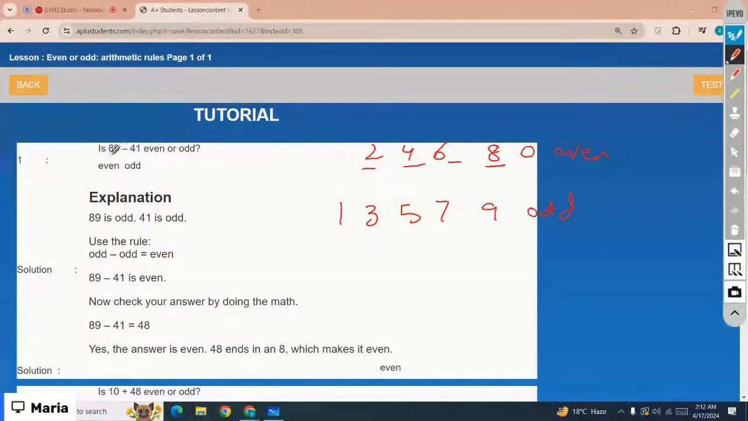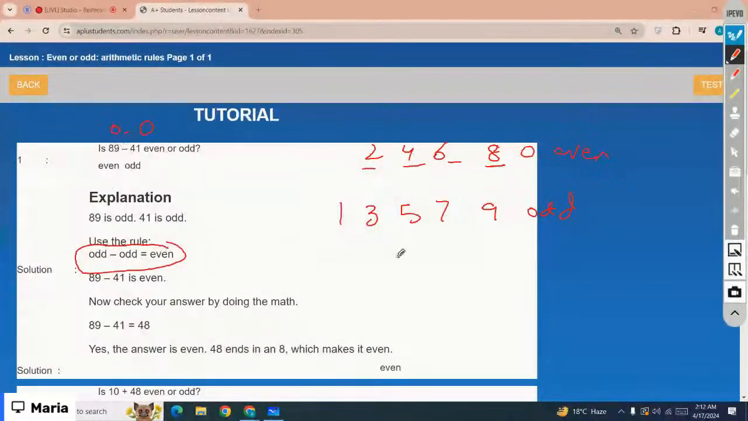Here we are going to learn, you are subtracting 89 minus 41, right? They both, 89 and 41, are odd numbers. You are subtracting two odd numbers, right? So what answer will you get? Either it is even or it is odd, right? So you have some rules. You need to keep these rules in your mind. When you subtract two odd numbers, the answer must be an even number, right?